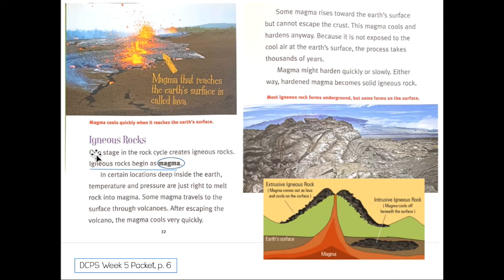First, I see this key term. Igneous rocks begin as magma, melted rock. Then I see here, hardened magma becomes solid igneous rock. So I know when magma, melted rock, hardens, that is how igneous rocks are created. That answers my prompt.